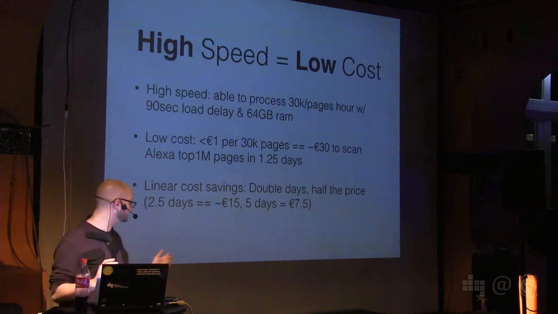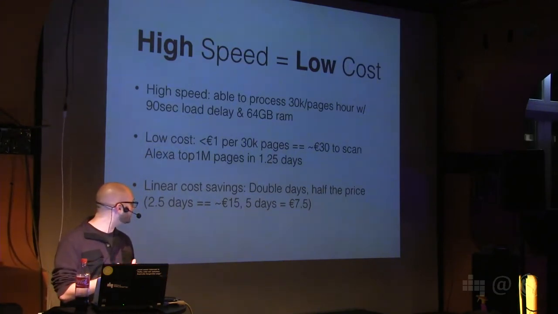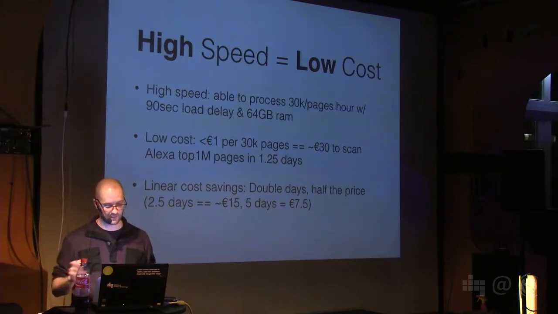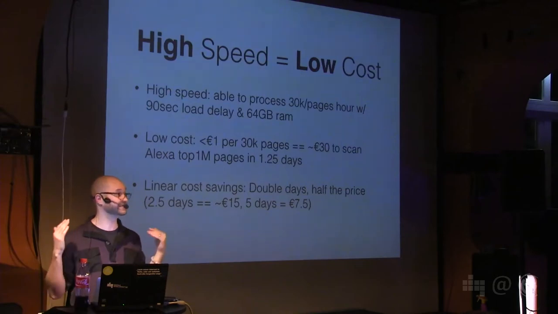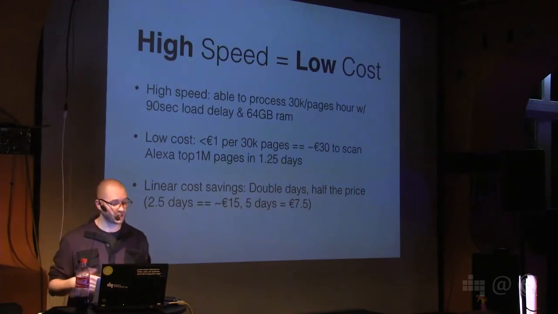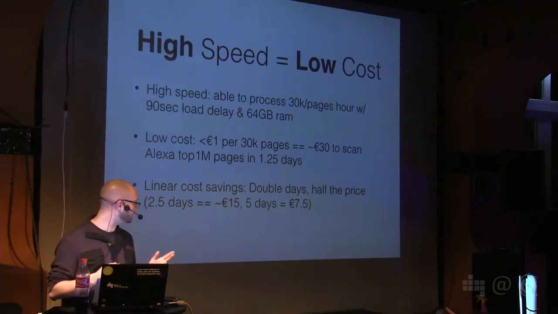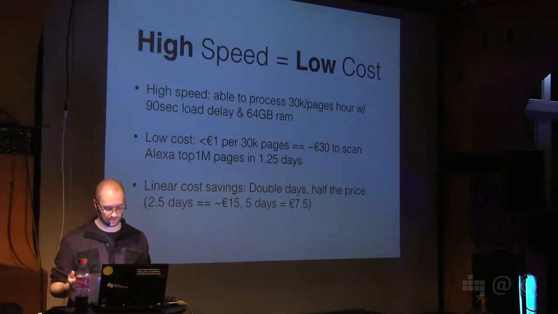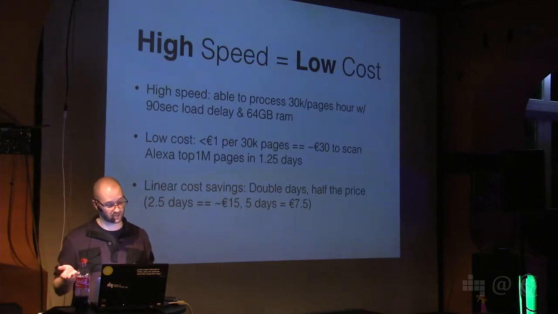Final note on the scaling thing. On 64 gigs of RAM, if you do a 90-second delay on the page, which is a lot of time for all the elements to get there, you can do about 30,000 pages an hour. Based on one provider I like, that's about a euro for 30,000 pages, or about 30 euro to scan the Alexa 1 million in 1.25 days.